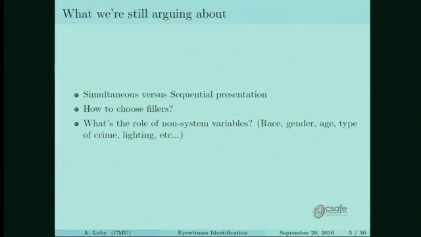And then also, what's the role of non-system variables? So these are the variables that we can't ever control. So things like race, gender, age, type of crime, lighting. Basically anything about the witness or the perpetrator or the crime that we know has an effect and we can't control. So we know that these things have an effect, but then what do we do? Do we just not let some people participate in eyewitness identification? Do we draw the line somewhere? How do we deal with those things?